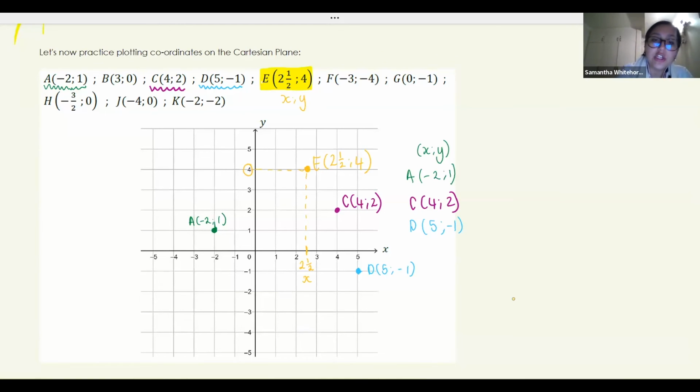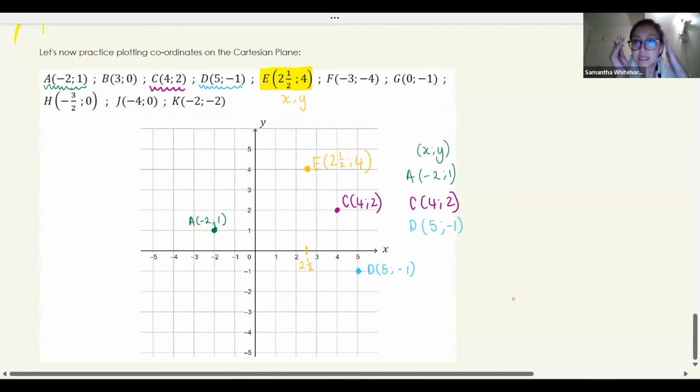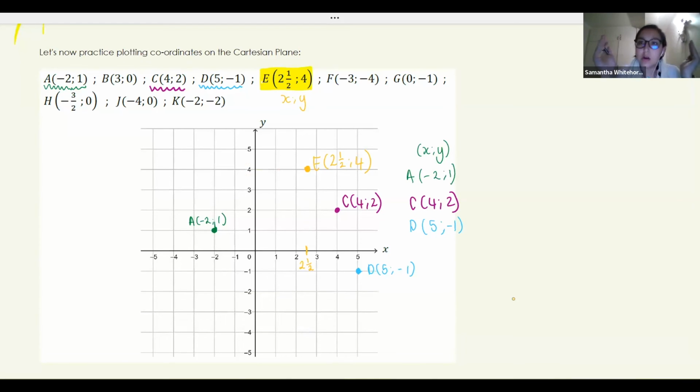All right, so just because we all of a sudden have a fraction, it doesn't mean that we now need to panic. We just now need to think very clearly, where would it sit between the numbers or along the number line that we have drawn for ourselves, which are our axes.